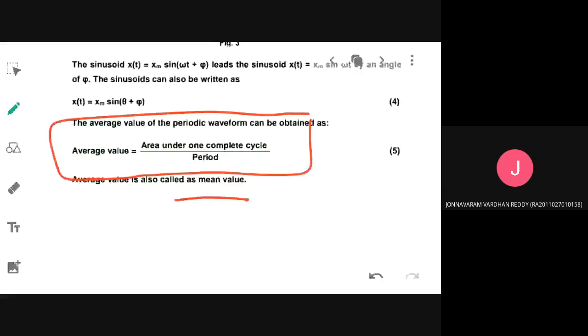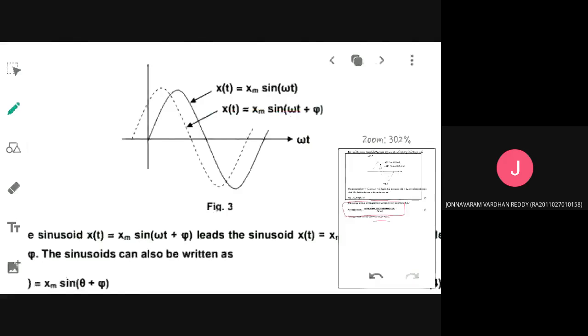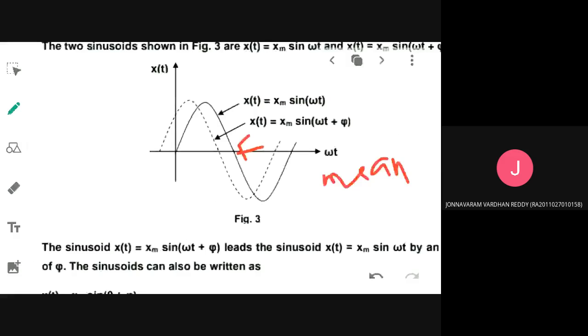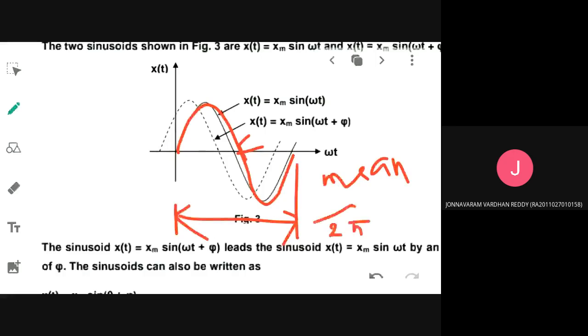This is the waveform for which you are going to derive the mean value. What is one cycle completely? This is one cycle. The area under this one cycle you are going to calculate, and then divide it by the period. So the period is 2 pi. You calculate the area under one complete cycle and divide it by the period, and you will get the mean value or average value.